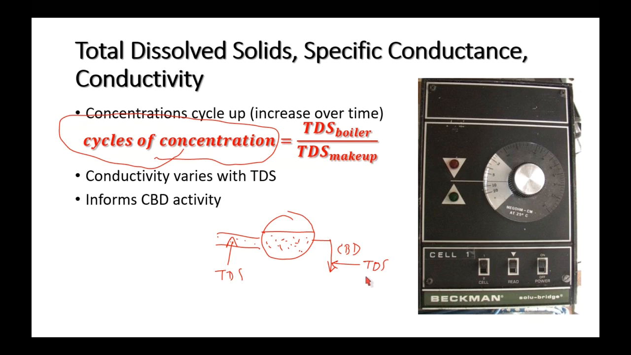So let's say that our TDS of what's going out is 3,000 ppm, and what's going in is 10 ppm. Then what we would have is the cycles of concentration of 3,000 over 10, which would be equal to 300 cycles of concentration.